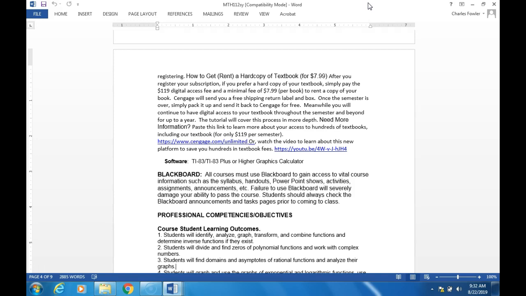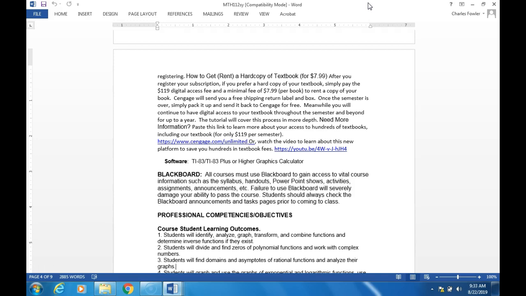Now, I do not like the next sentence. It may be true in some courses, but not in this one. Failure to use Blackboard will severely damage your ability to pass the course. Now, certainly if you're using an online course, I believe that's probably true. Okay, without Blackboard, you have no link to the course. Okay, but in this course, no. Blackboard is a tool. It's not the driver.